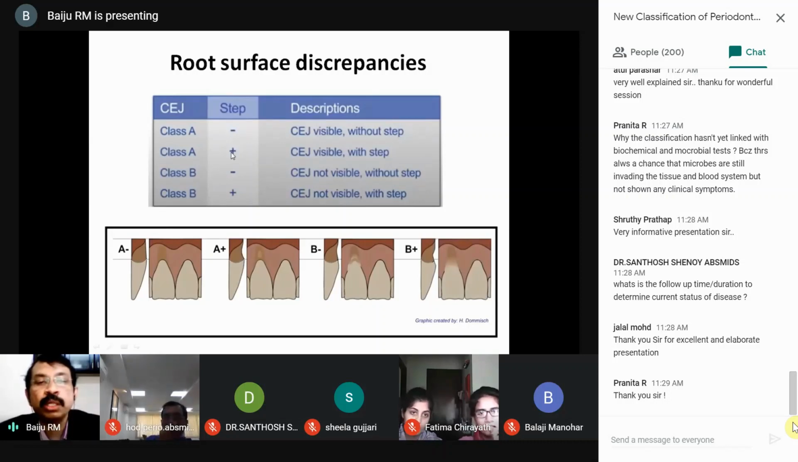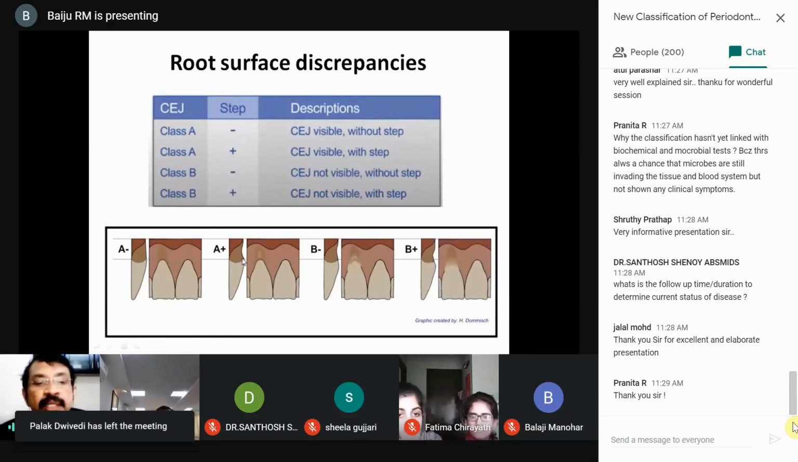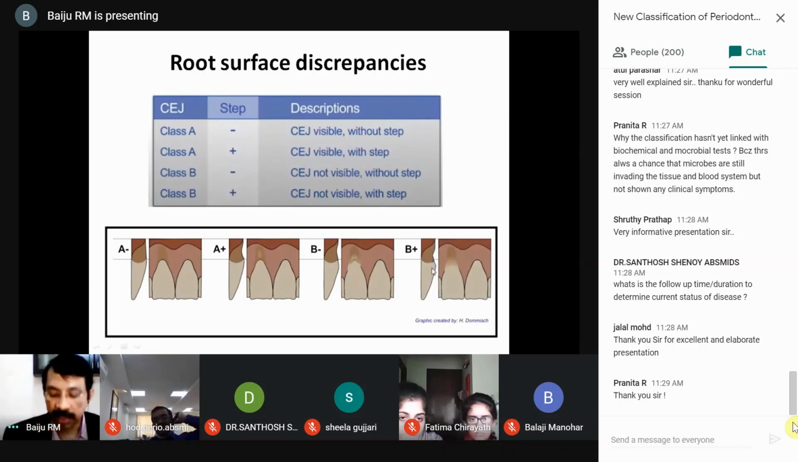If there is a presence of a step deformity, you add a plus, as in A plus. There are essentially four categories. A minus means recession is associated with a CEJ that is detectable, visible, and there is no step deformity. A plus means that you can detect the CEJ and there is a defect on the root surface, that is why it is plus. B means you cannot detect the CEJ, that is why it is class B. And minus means there is no step defect. B plus means the CEJ is not visible, and also there is a step defect.